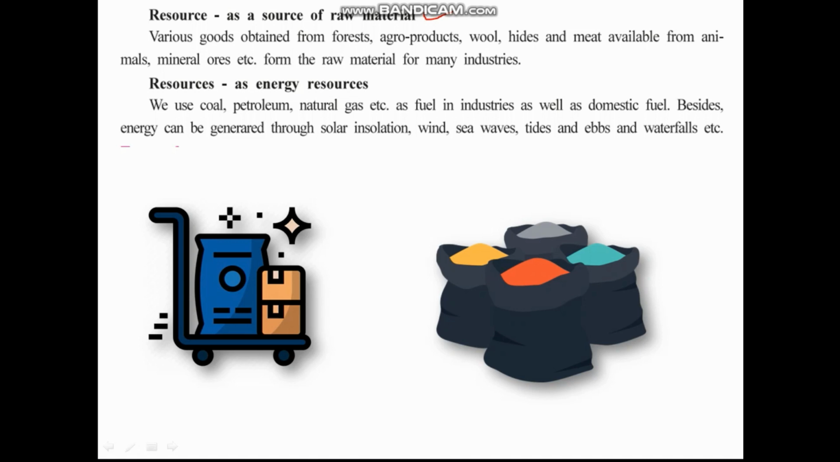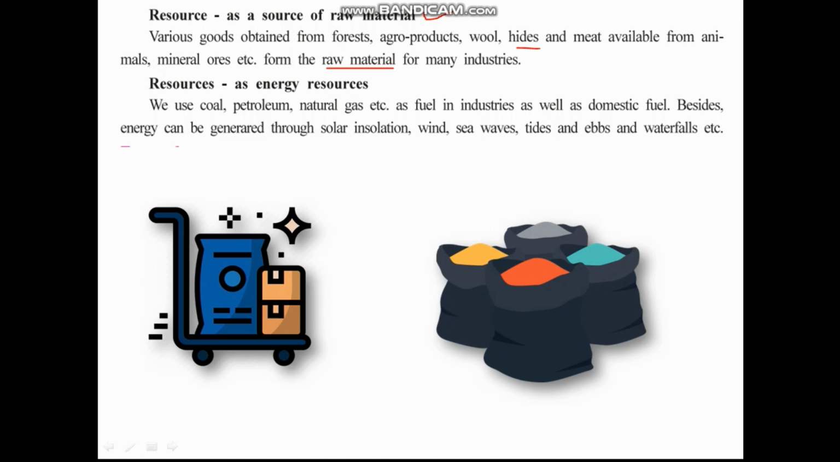Various goods are obtained from forests, agro products, wool, hides, that is skin, and meat available from animals, mineral ore, etc. These form raw material. Raw material means the materials which we process, combine with other materials and make usable, so they are termed as raw materials. So we use them as raw materials also.